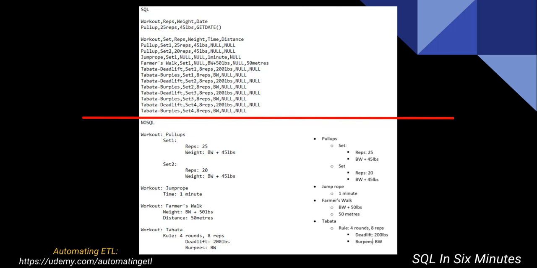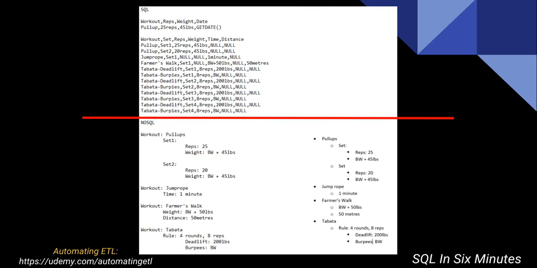So above the red line, we see a baseline workout which follows a very specific SQL format. This is just one workout session, and we try to fit that one workout session into a SQL format. What we find is that the data doesn't really line up very well. If we were to try to report this, with pull-ups we have the set, the reps, and the weight, but with jump rope, it's only a time thing. Even though we have a set, there really isn't a set that we're doing.